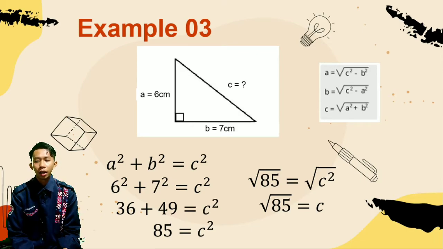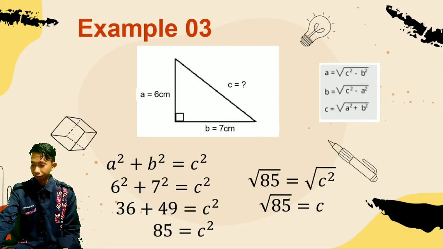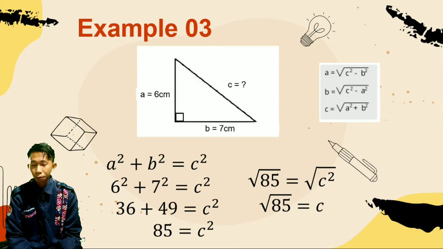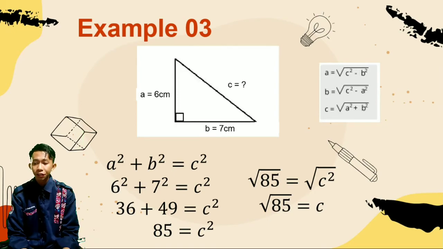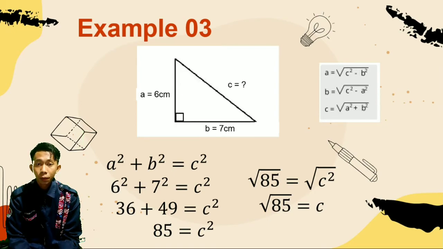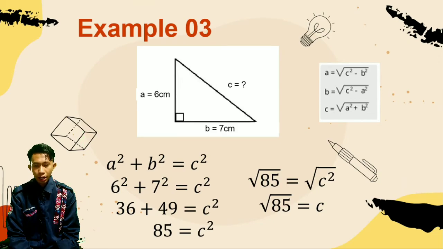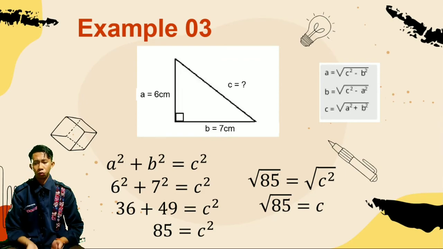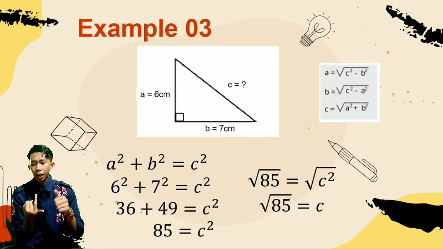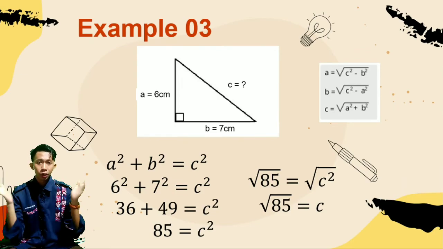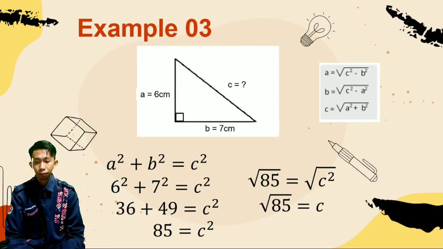Before I say goodbye, I want to tell you the conclusion of this class. The conclusion is the Pythagorean theorem is only applied to right triangles. The Pythagorean theorem states that the sum of the squares of the perpendicular sides is the square of the hypotenuse. And the last conclusion is you can use this theorem to solve many problems, for example surface area, height of a building, etc. So many things you can solve with this theorem.